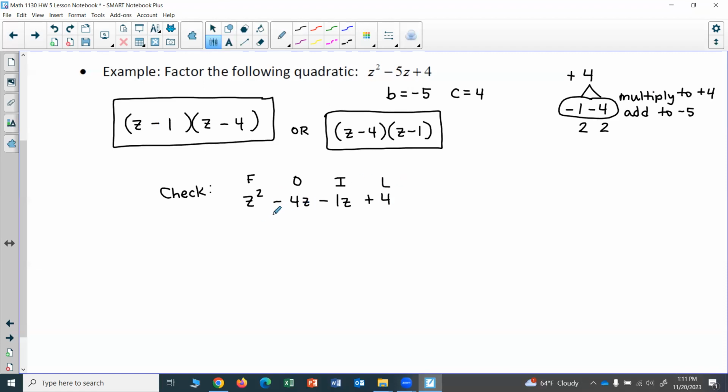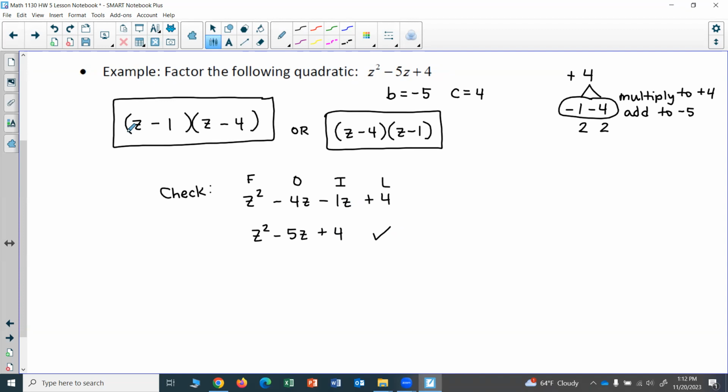So foiling it out, I will combine my like terms. So I'll get z squared minus 5z plus 4. That's exactly what I started with. And so I've checked that my factored answer is correct.